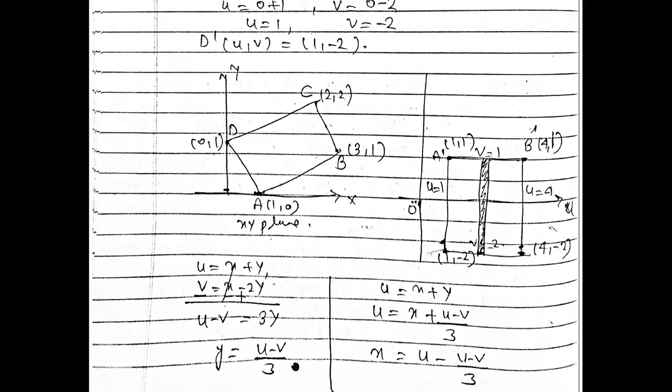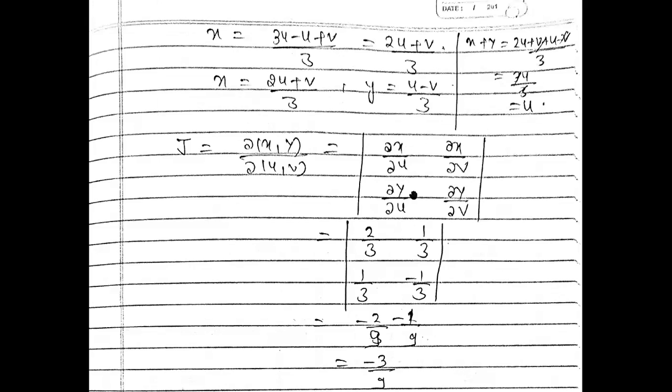So y is equal to (u minus v) upon 3, and just put the value of y in your equation 1. So u is equal to x plus y, so x is equal to (2u plus v) upon 3. So we have x equal to (2u plus v) upon 3 and y equal to (u minus v) upon 3. So in each and every question, after finding the points, we will find the value of x and y using the transformation. That means solve both equations, then calculate x and y.